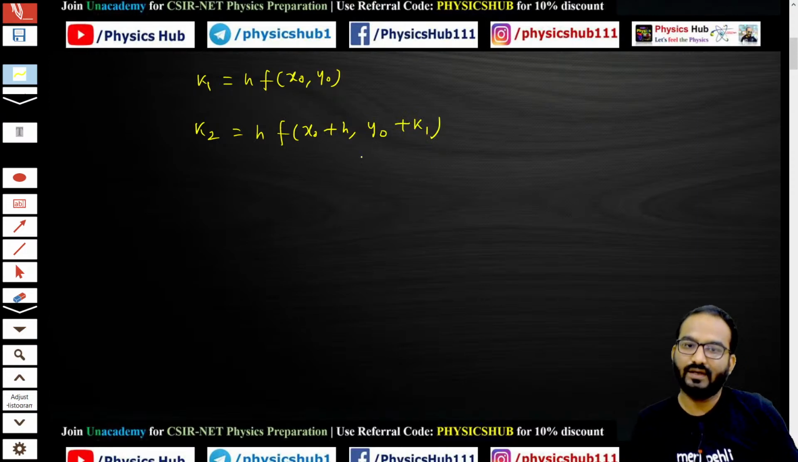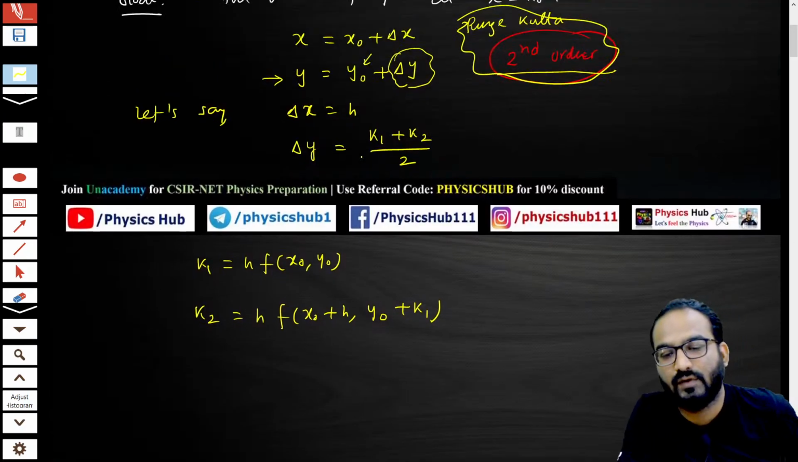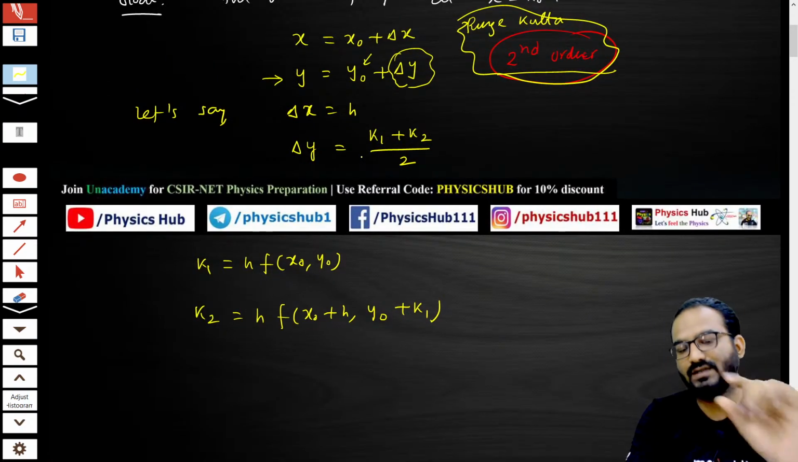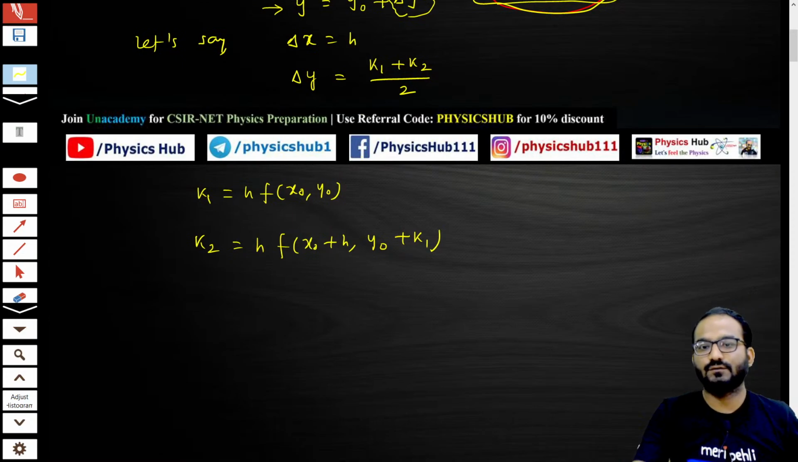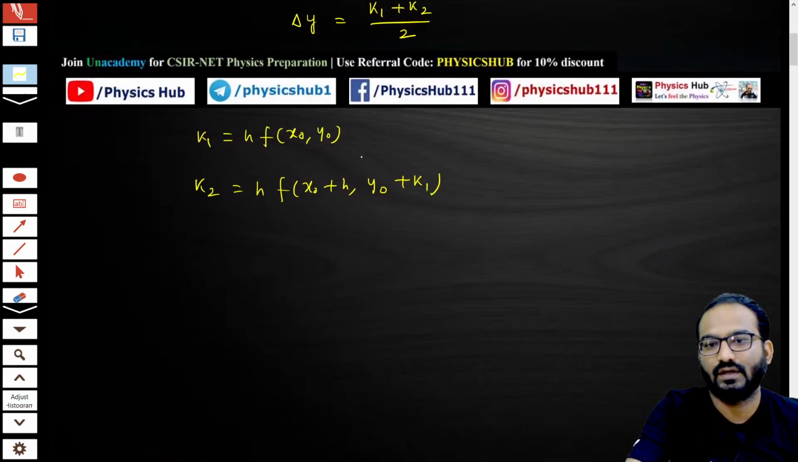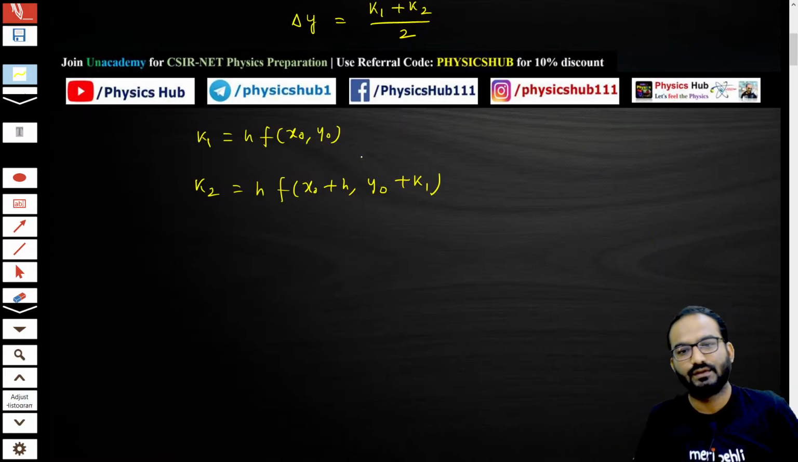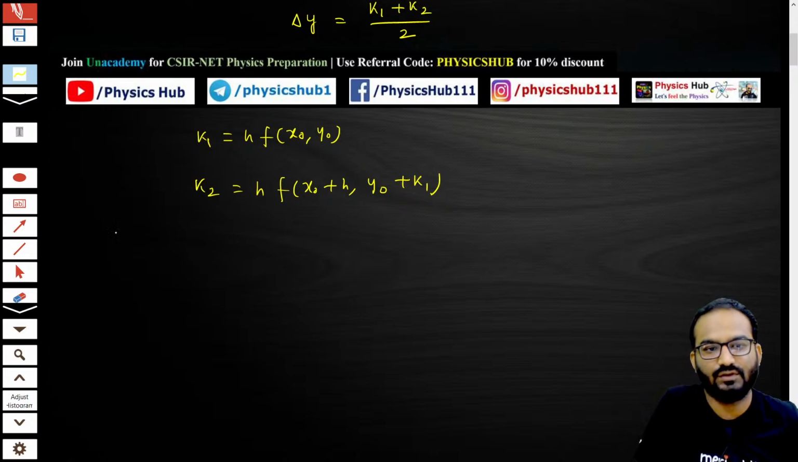So first of all you have to find out k1, then you can find out k2, and once k1 and k2 are found out, you can easily find out delta y, and once delta y is found out, you can easily find out the value of y. So this is the second order Runge-Kutta method. This is a formula you have to remember, otherwise you cannot solve. In the examination it is highly unlikely that the formula will be given, so you have to remember it.